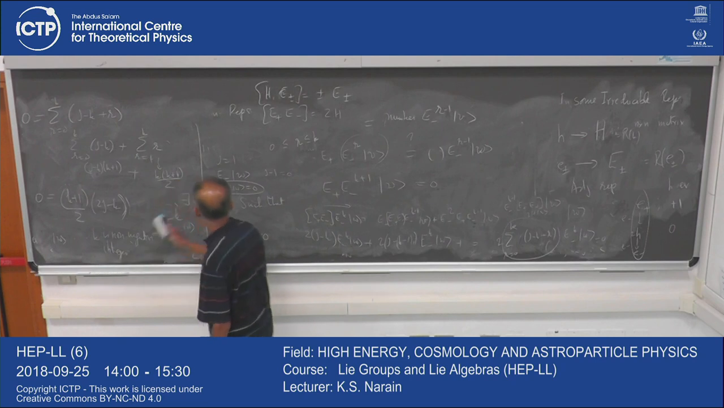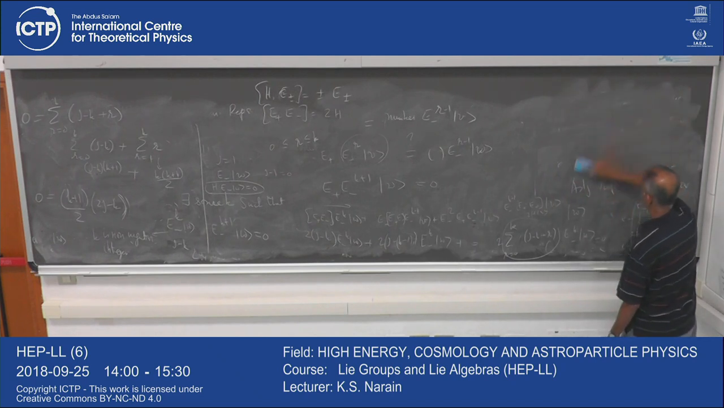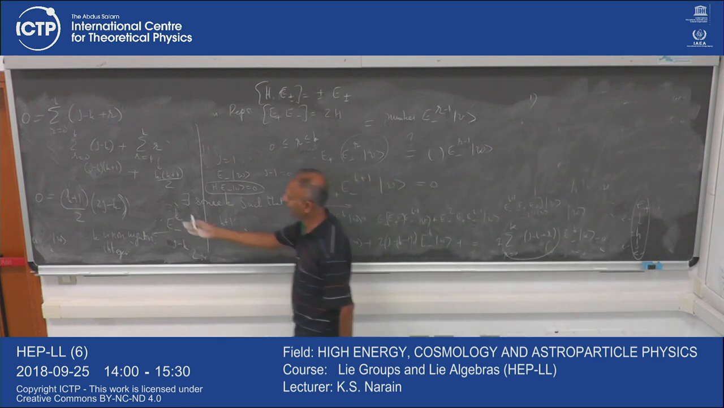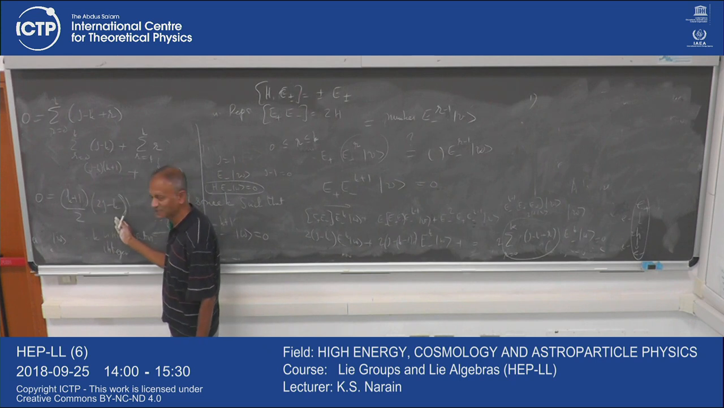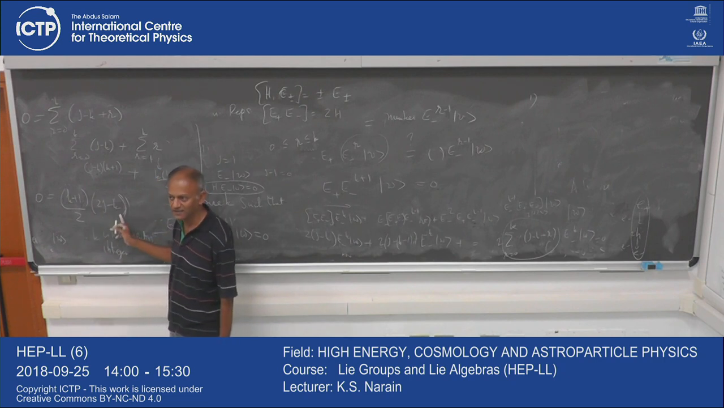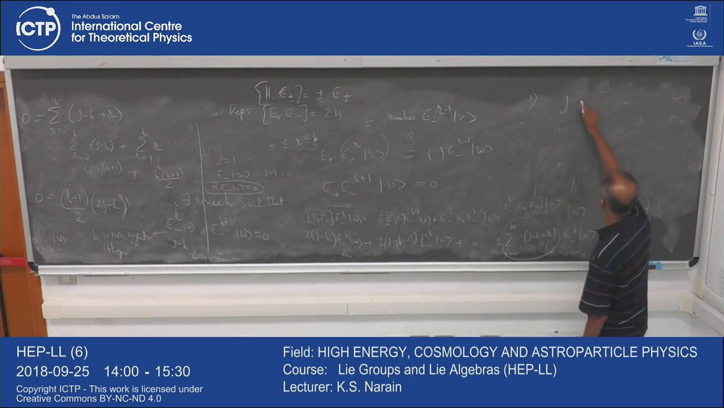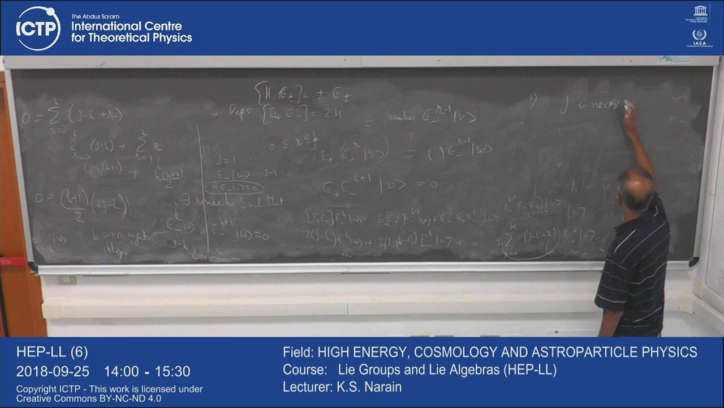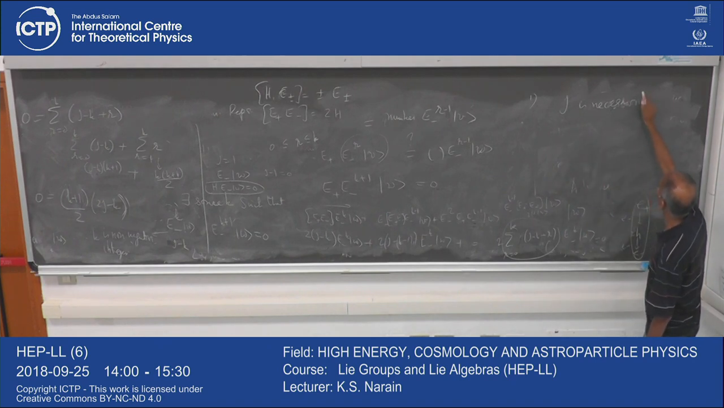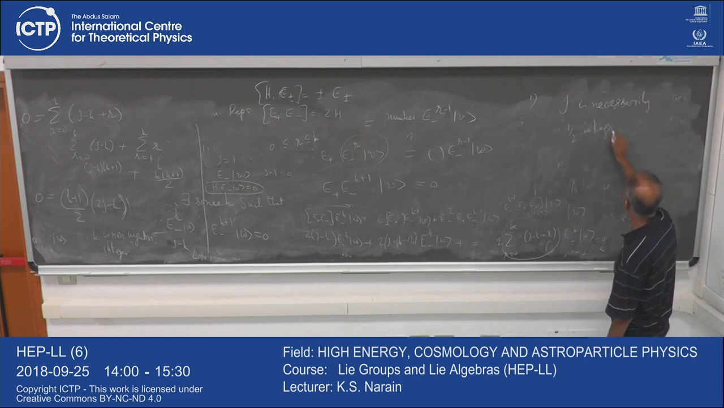But then, let me write it down here. Let's write down all the eigenvalues. Now, first of all, there are several consequences of this. One consequence is that since K is an integer, J can only be an integer or a half integer. If K is an even number, J would be an integer. If K is an odd number, J will be half integer. So necessarily half integer or integer.